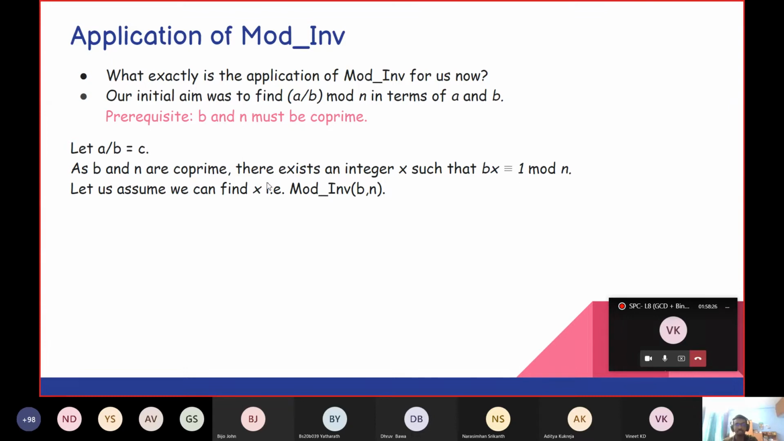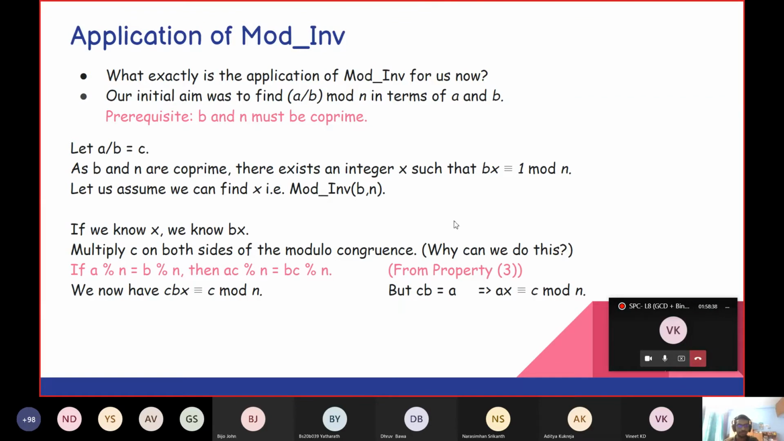And let's assume somehow some genie has given us the value of mod inverse of B with respect to n. Let us say this is known to us. So x is there. What I will now do is multiply C to both these numbers. If we know x, we know Bx. Multiply C on both sides of the modulo congruence. Why can you do this? You can do this because if A percentage n equal to B percentage n, then AC percentage n equal to BC percentage n. You can get this from property 3.